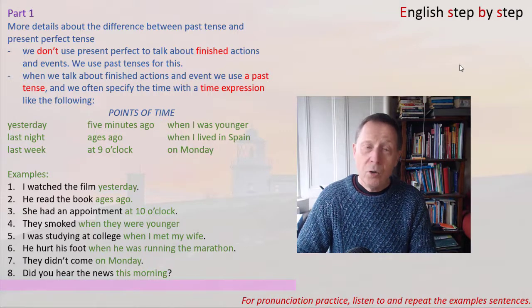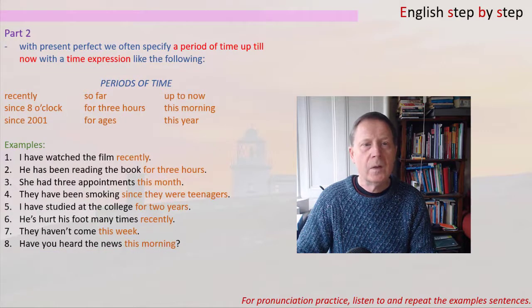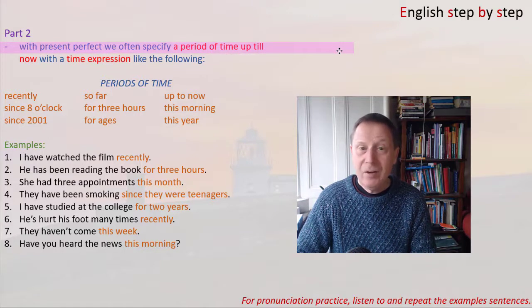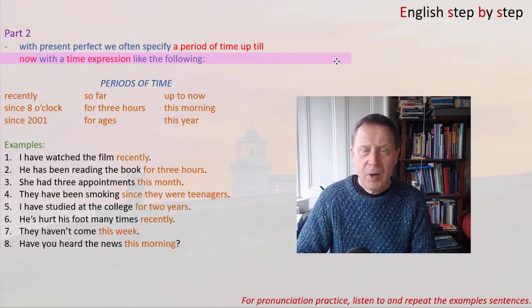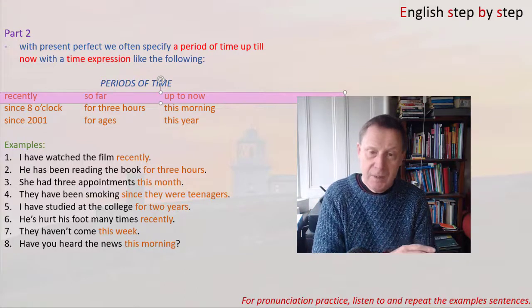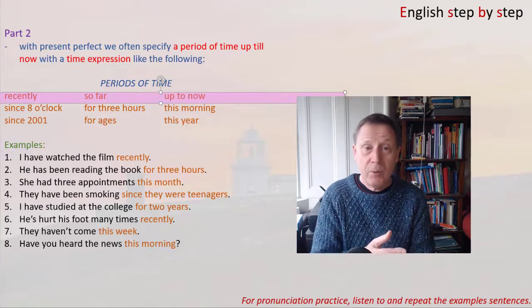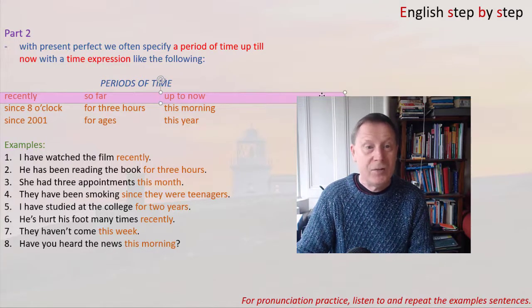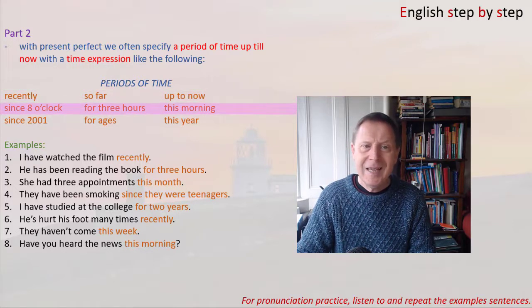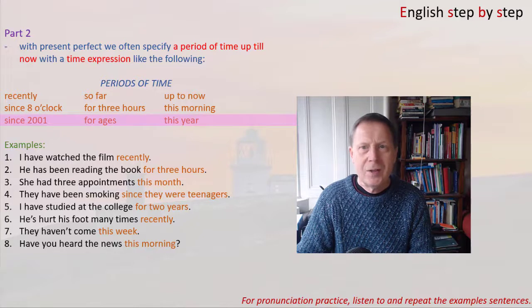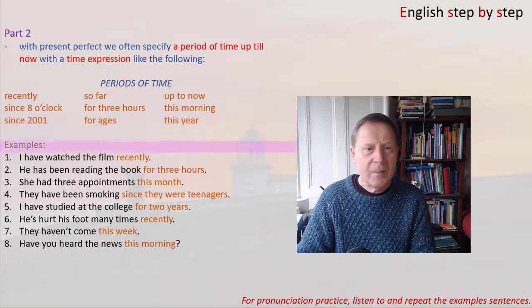So we can now contrast this with how we use the present perfect. With present perfect, we often specify a period of time up till now with a time expression, like the following. Now, you can also watch my videos on present perfect simple and present perfect continuous to see more examples of this. In other words, more examples of these expressions which cover periods of time. What do we have here? Recently, so far, up to now, since 8 o'clock, for 3 hours, this morning, since 2001, for ages, and this year.